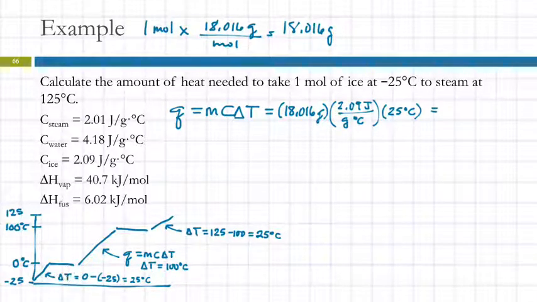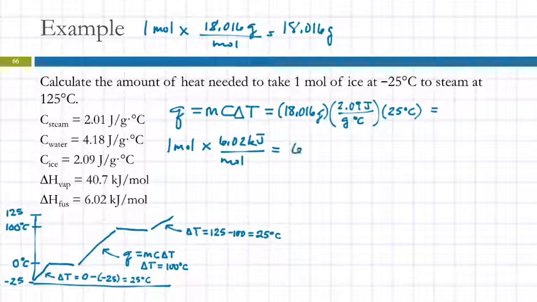Here, where we're melting the ice, we've got 1 mole. 1 mole of water, or ice, and we're just going to multiply by the heat of fusion, 6.02 kilojoules for every mole of ice that we're melting. So since this is 1 mole, that ends up being pretty simple.